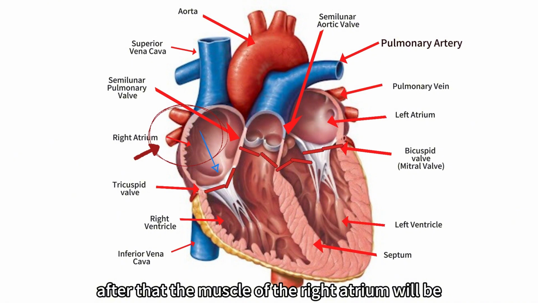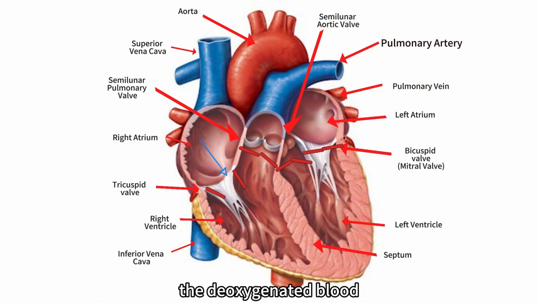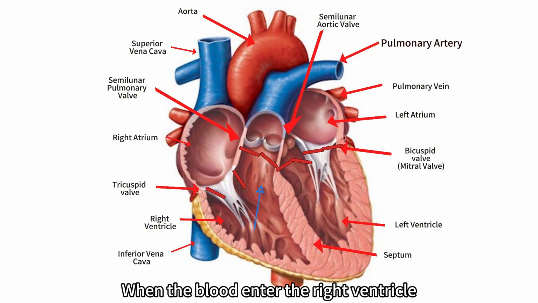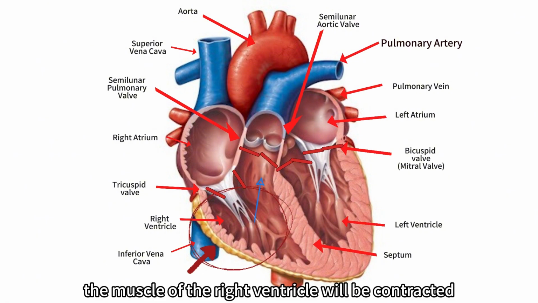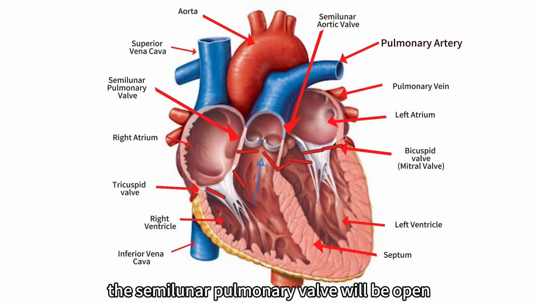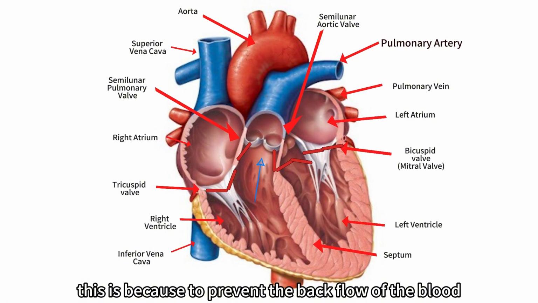After that, the muscle of the right atrium will contract, and the tricuspid valve will open. The deoxygenated blood in the right atrium will be pumped into the right ventricle. When the blood enters the right ventricle, the muscle of the right ventricle will contract, and the blood will be pumped out. The semilunar pulmonary valve will open. At the same time, the tricuspid valve will be closed. This is to prevent the backflow of the blood to the right atrium.